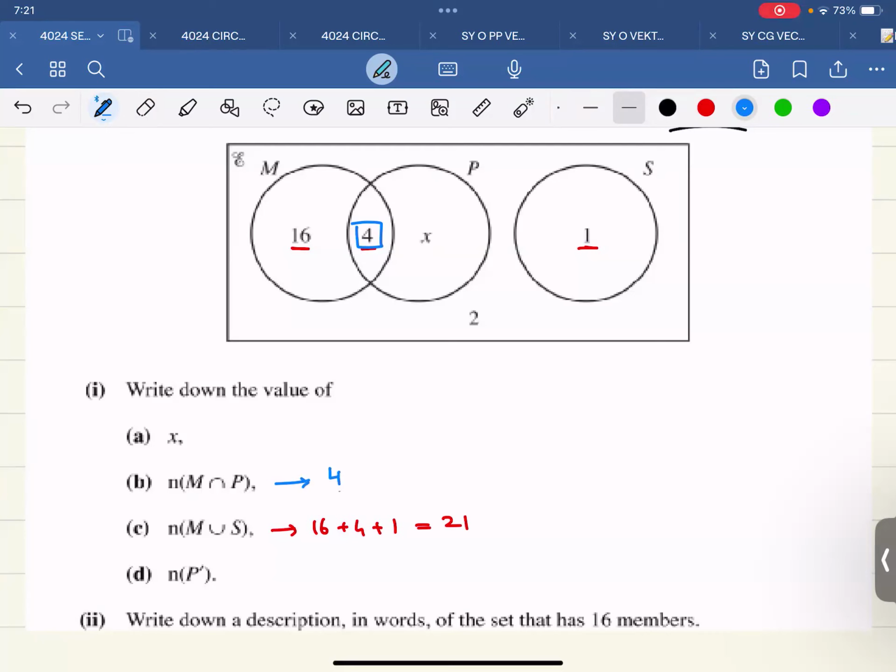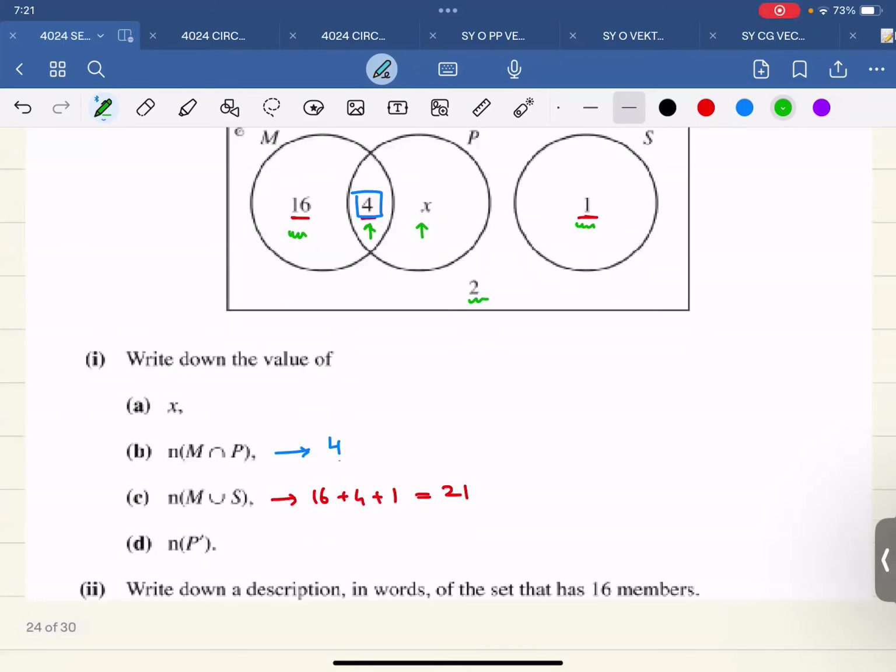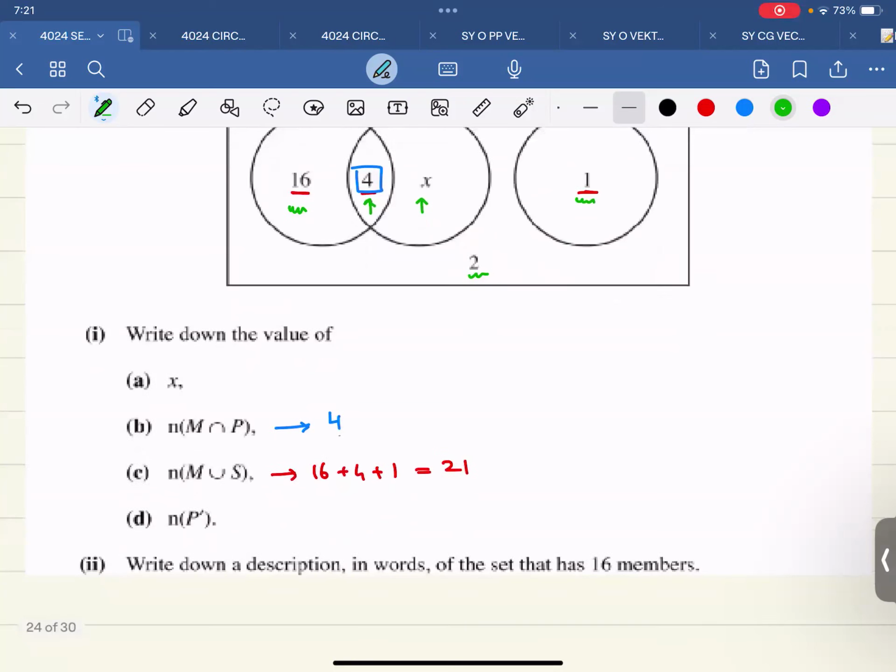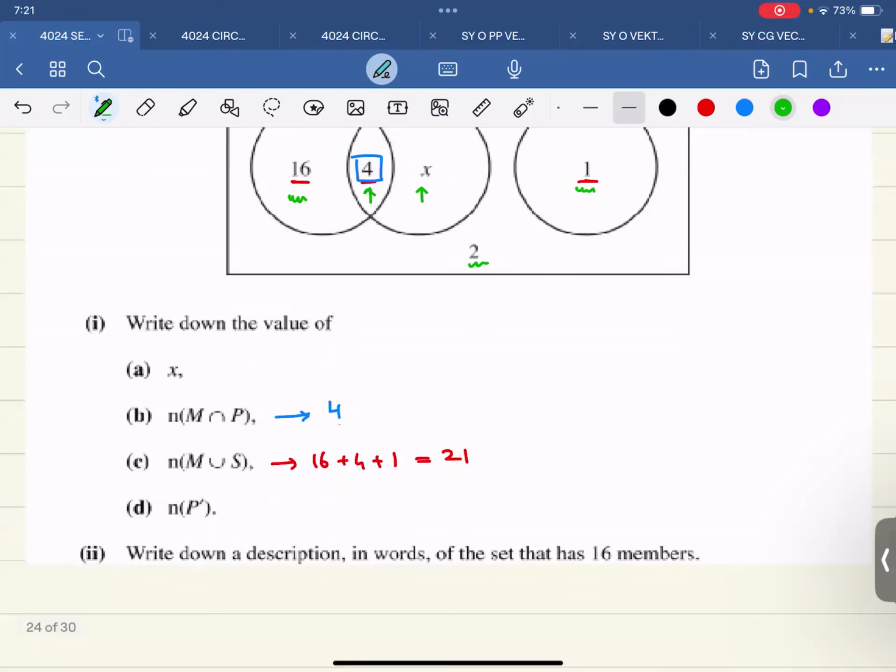Number of elements in P complement. Now, what is P complement? Outside of P. So this is P. P complement is 16, P complement is 1, P complement is 2. So 16 plus 2 plus 1, that comes out to be 19. That's the answer for this particular part.